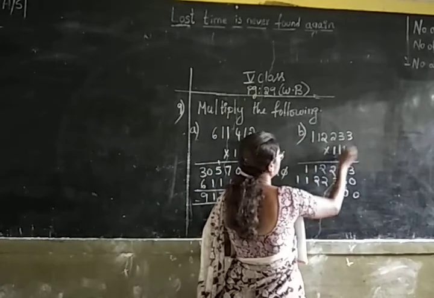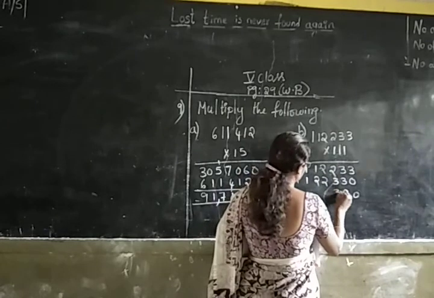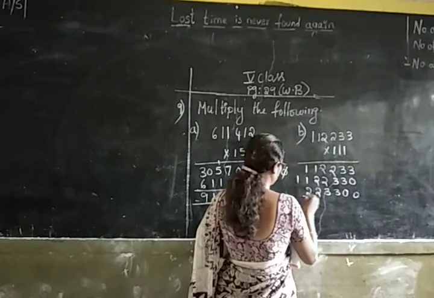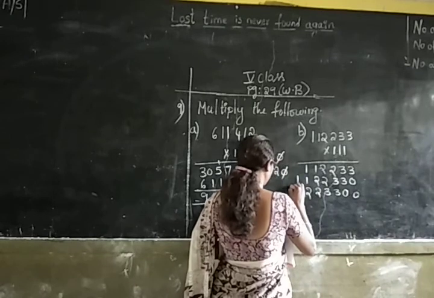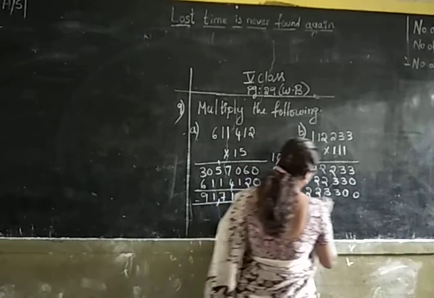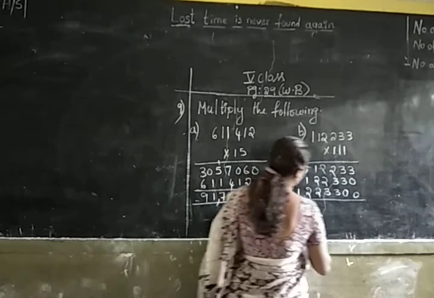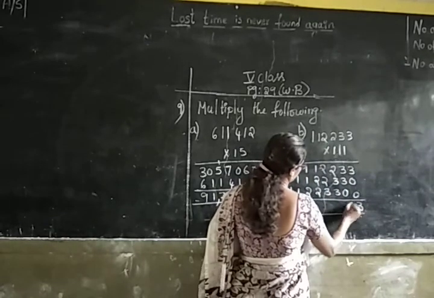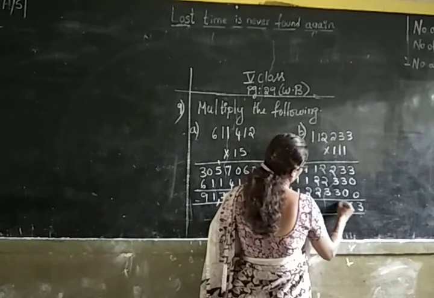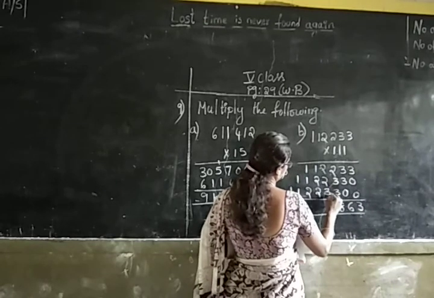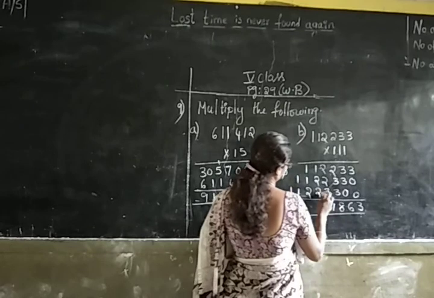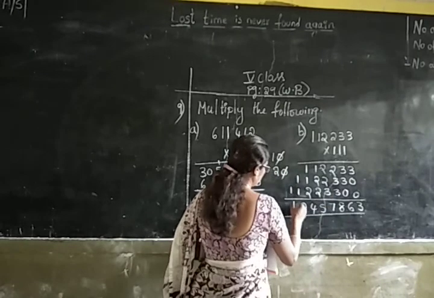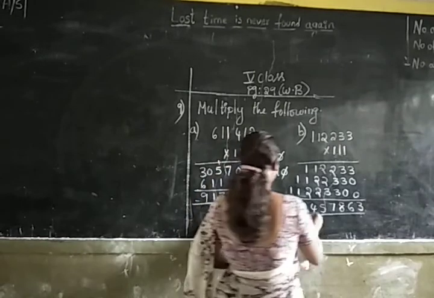Now let us multiply the whole number with 1. 1 three is 3. 1 two is 2. 1 one is 1. After multiplying, now you have to add these 3 products. Okay. 3, 6, 8, 3 plus 5, 5 plus 2, 7. 5, 4, 2, 1. Okay.